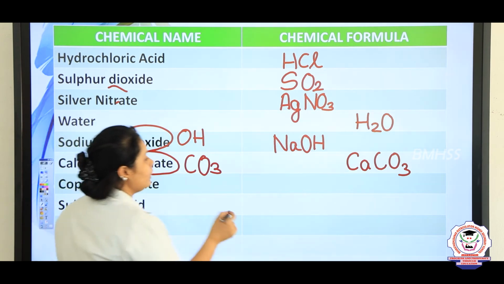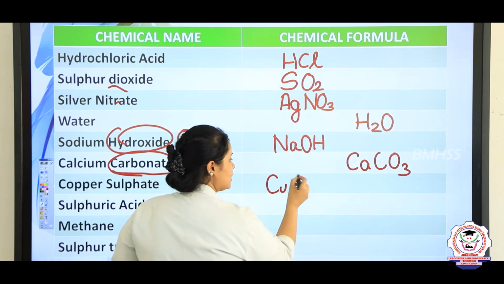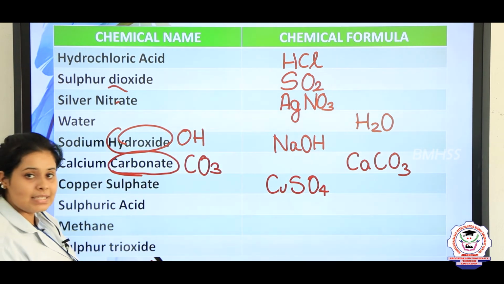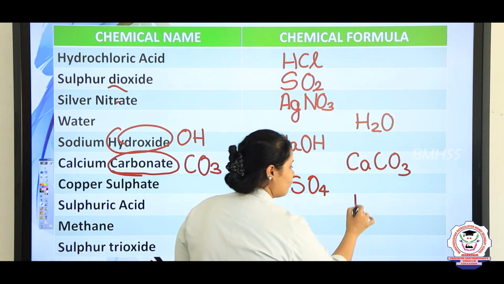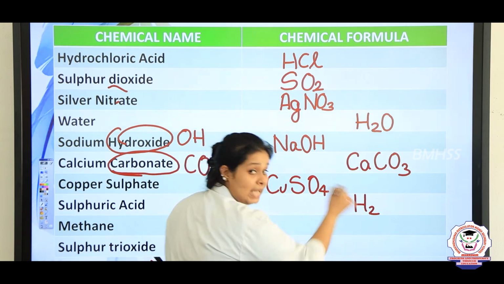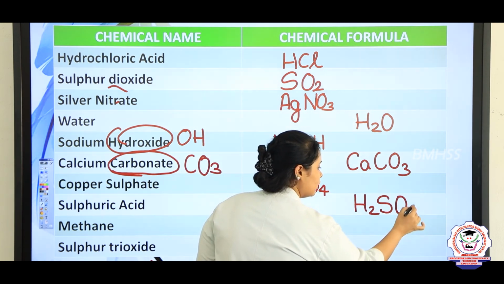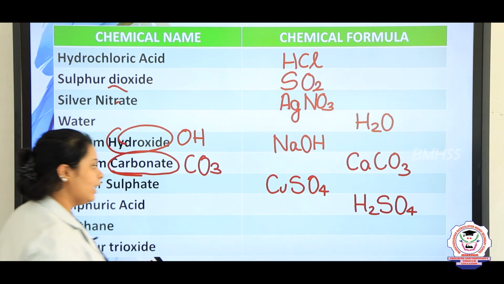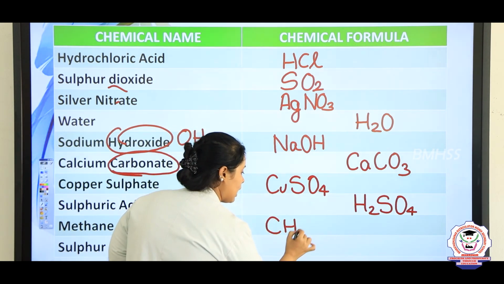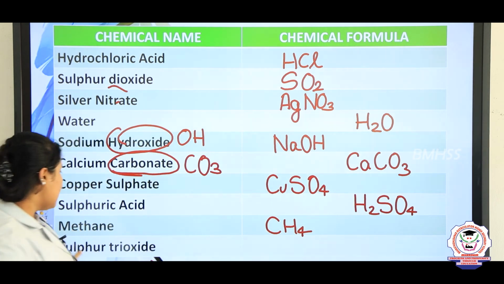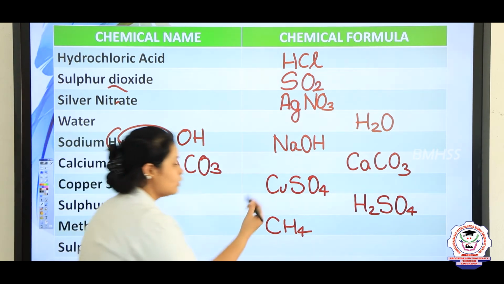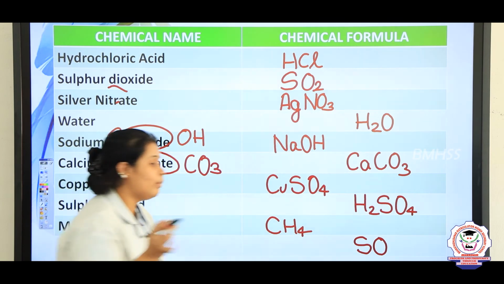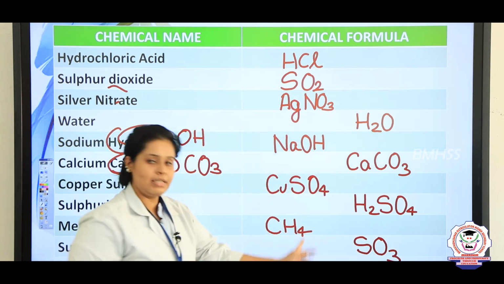Now let's come to copper sulfate. Children, copper is denoted as Cu and sulfate is denoted as SO4. Then sulfuric acid. Sulfuric acid is the combination of two hydrogens, then sulfate. You can also call it dihydrogen sulfate or sulfuric acid, H2SO4. Then methane, which is written as CH4 with 4 in the subscript. And the last one is sulfur trioxide. Sulfur is written as S, then oxygen, and there is tri, so tri comes as 3 and the formula is SO3.